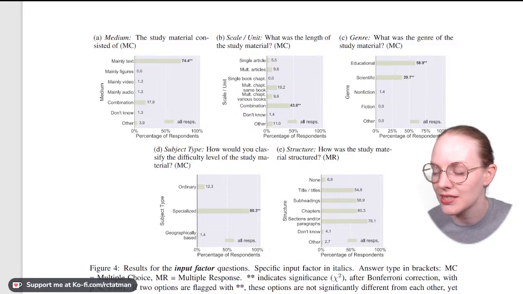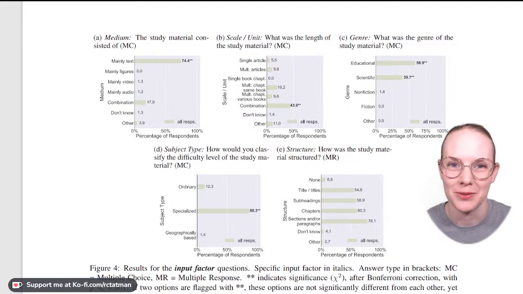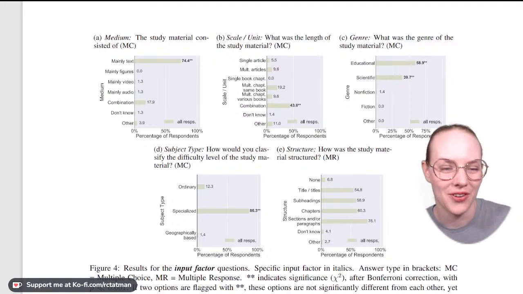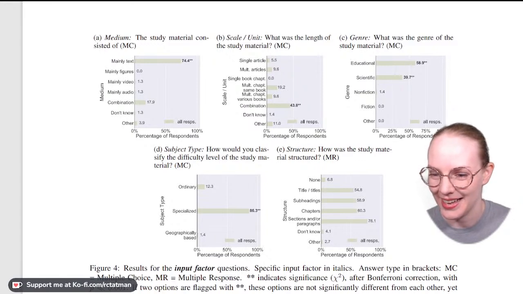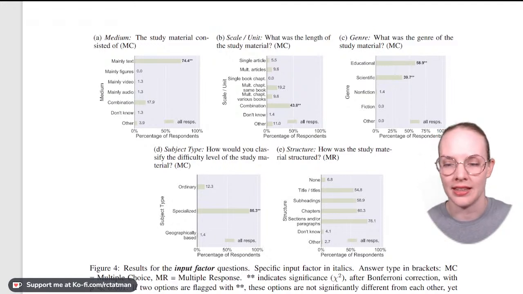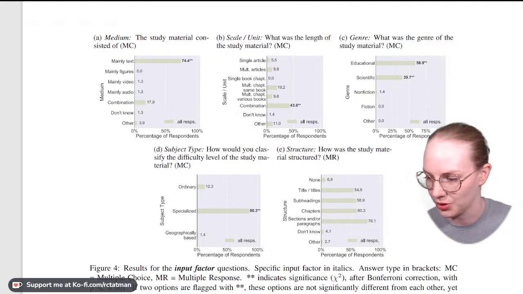And then how was the study material structured? So none would be 6%. Sorry, that was my dog. I don't know if you heard something go, that was him. Had a title or titles, 50%, and this I think is a multiple selection, so you could have multiples.